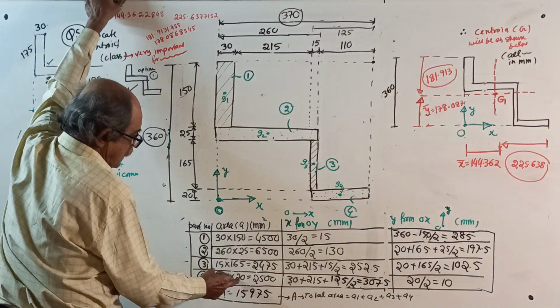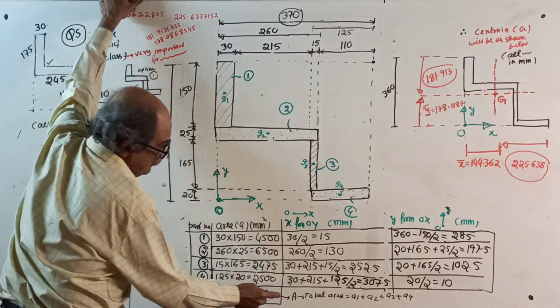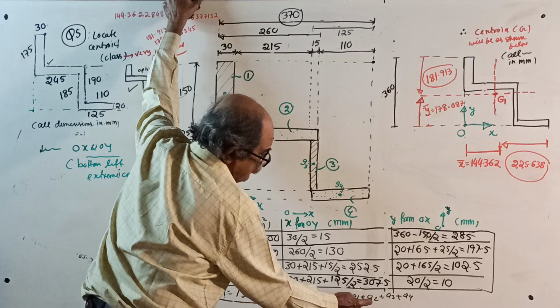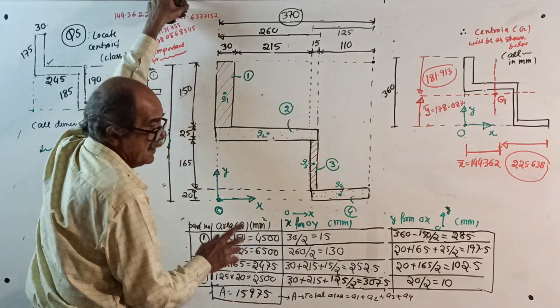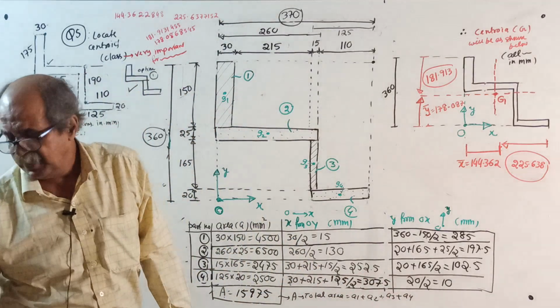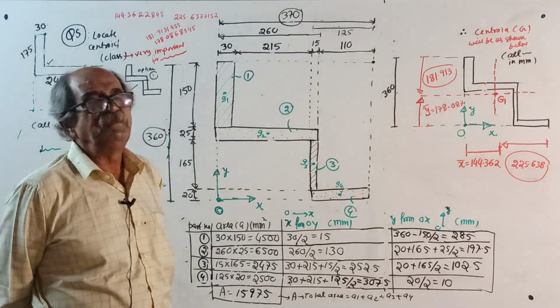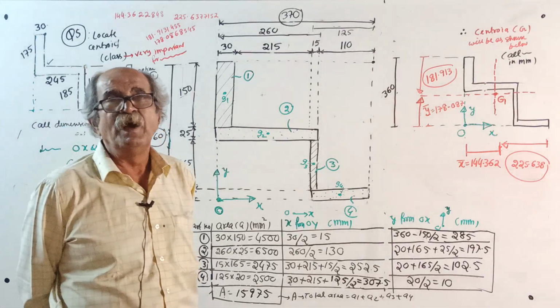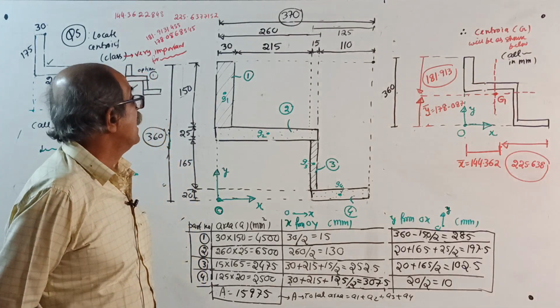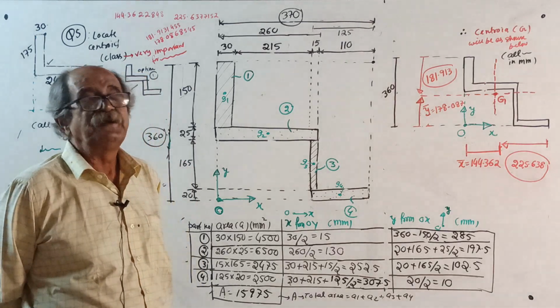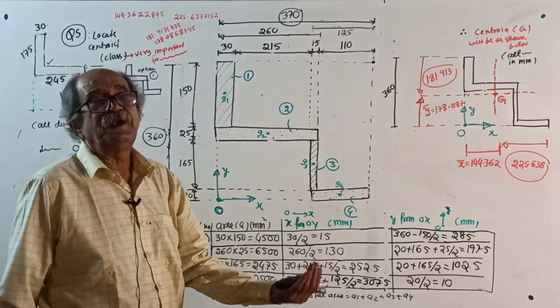A1, A2, A3, A4 I have agreed. So the total area A is A1 plus A2 plus A3 plus A4. I wrote the answer. Now correctly get X1, X2, etc. See, start now. Let X bar be the centroidal distance from the OY axis to the right side. Let Y bar be the centroidal distance of the centroid from the OX axis vertically up.